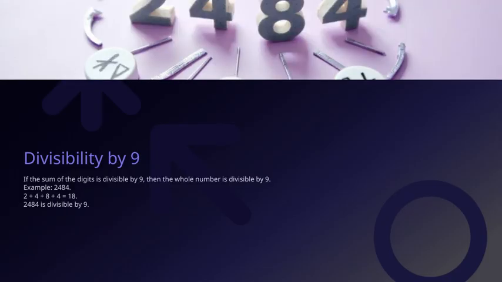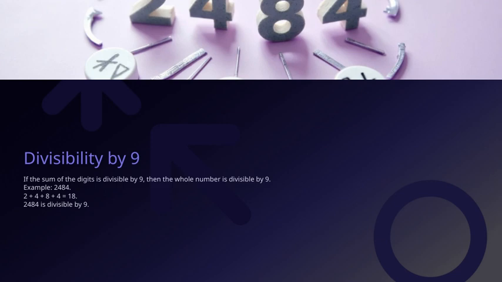Let's talk about divisibility by 9. The key point here is that if the sum of a number's digits is divisible by 9, then the entire number is divisible by 9 as well. For example, take the number 2484. If we add up its digits, 2 plus 4 plus 8 plus 4, that gives us 18.